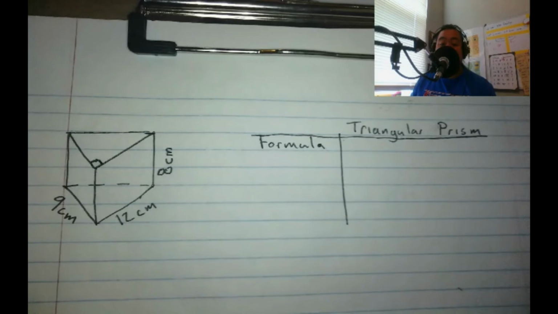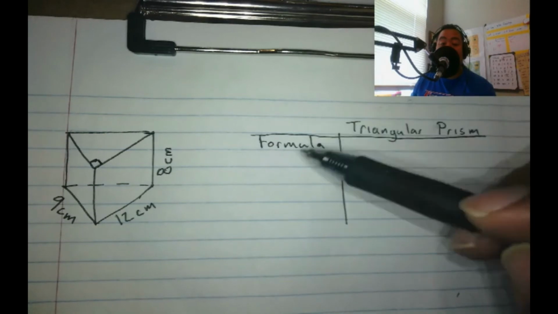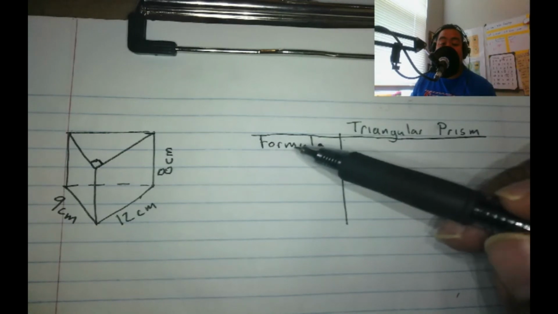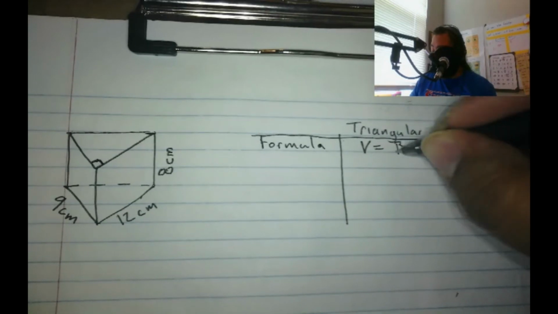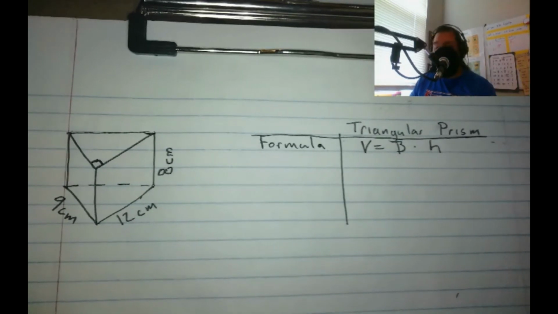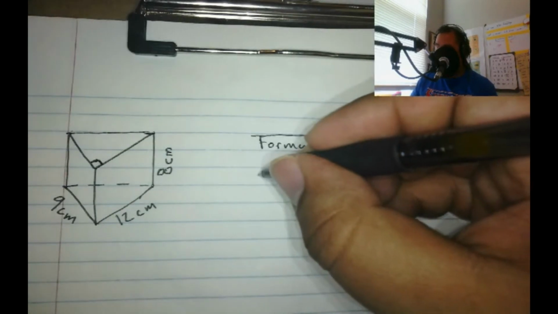So remember, the first thing I like to do whenever I'm solving these problems is to set up a table. So we're solving for triangular prisms. This is going to be my formula, and my formula is the volume equals big B times H. After my first step of writing down my formula, I start working on substitution.